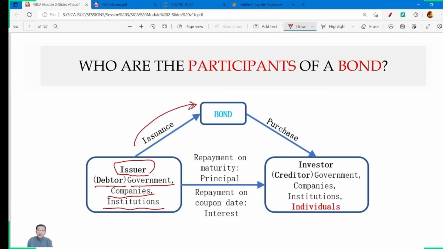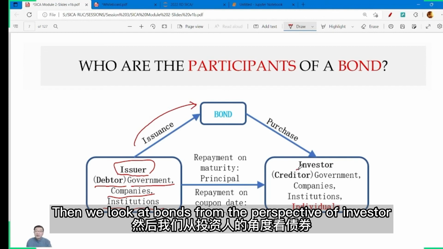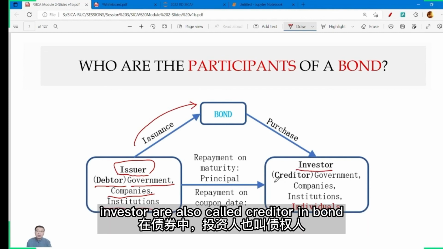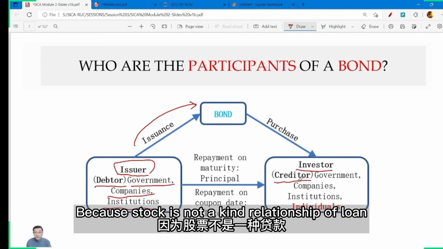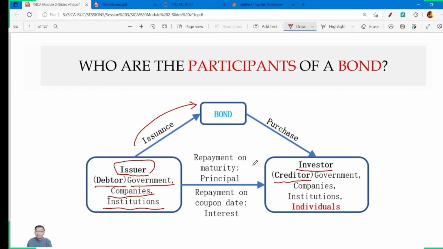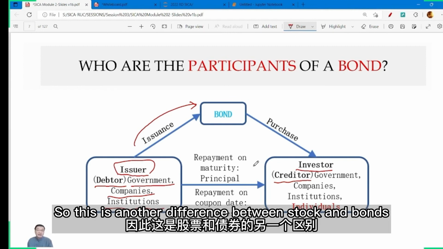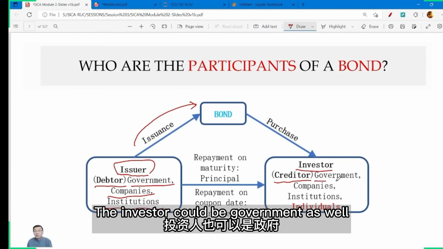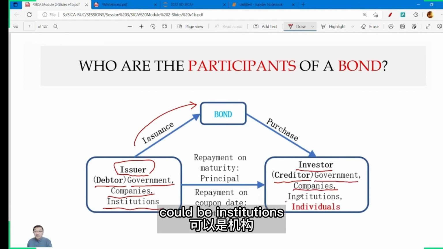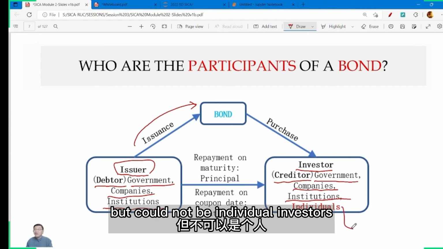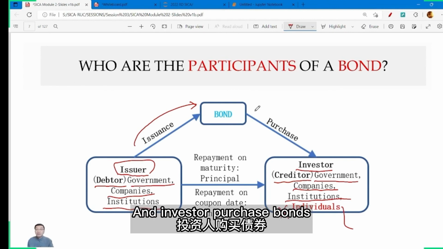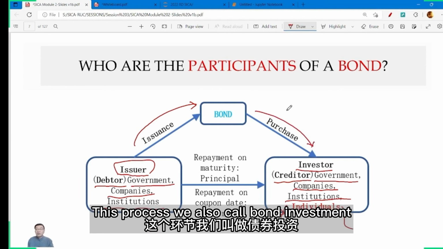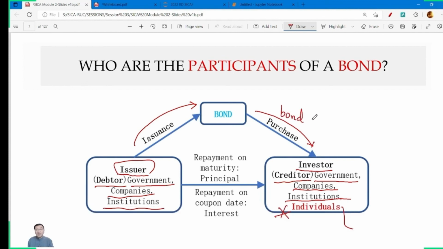Then we look at bonds from the perspective of the investor. Investors are also called creditors in bonds. In the stock market, can we call an investor a creditor? No, because stock is not a kind of loan relationship. So this is another difference between stocks and bonds. The investor could be government, companies, institutions, or individual investors. This is pretty important in the bond market. When an investor purchases bonds, we also call this process bond investment.